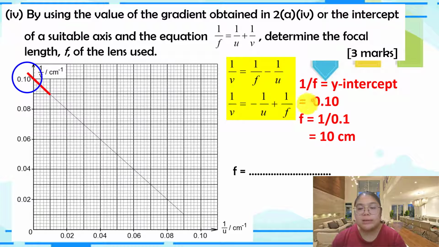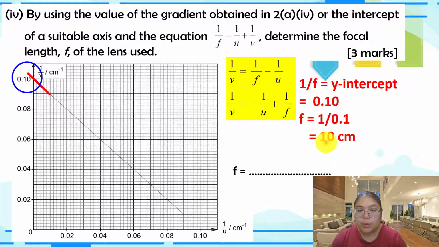So now the question, I want to find f. Okay, I'm not just finding 1 over f, I want to find f. So you need to do the calculation again. 1 over 0.1. So now my focal length is 10 cm.